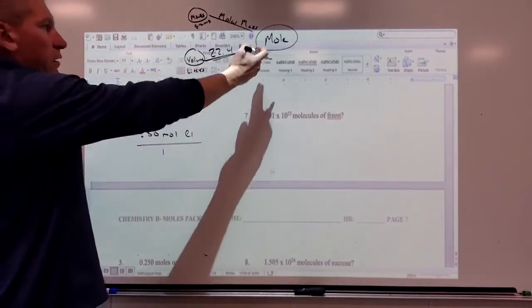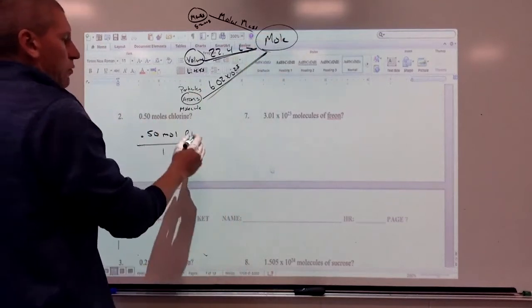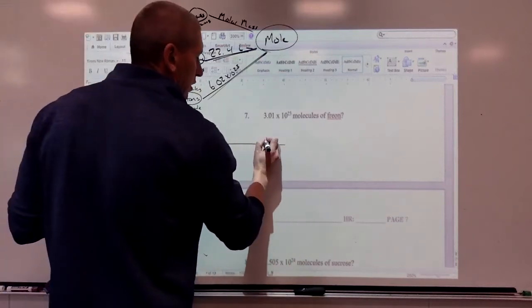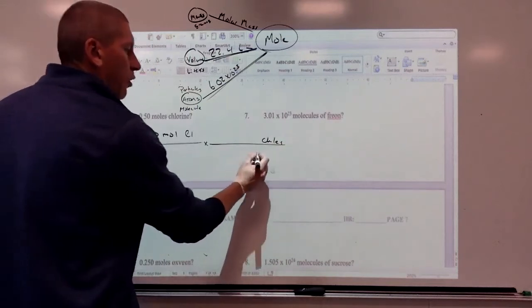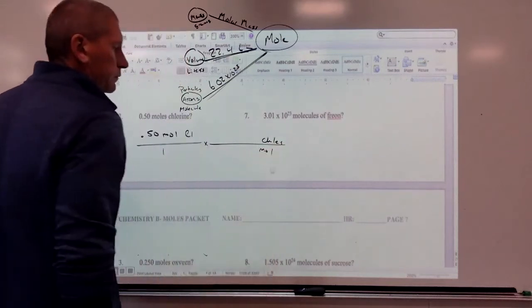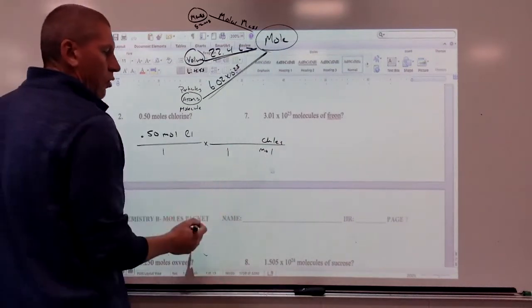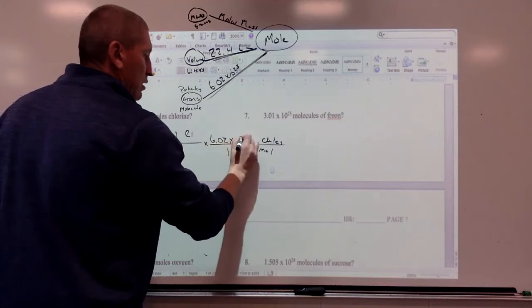Now, I'm here at Mole Island. I'm going to go to atoms, or molecules. So I'm going to put "cules" right here, just like we did on the last one. Cules there, and moles down here. Okay, so 1 mole is 6.02 times 10 to the 23rd again.